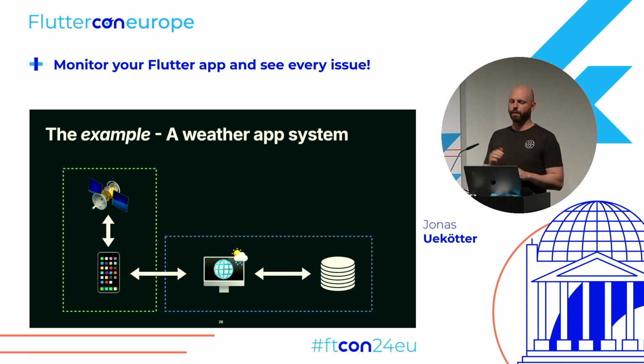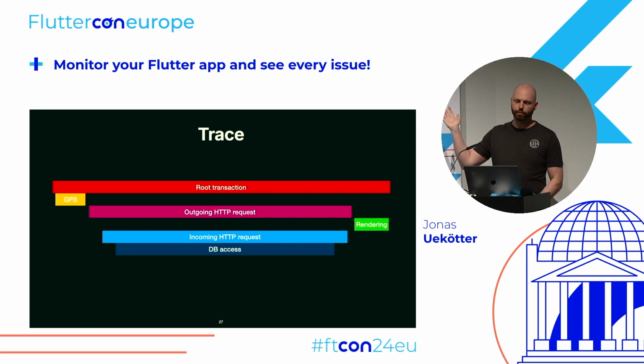So what do we do? We start looking at implementing distributed tracing, and when we've implemented it, it looks something like this. This is a trace, and you might see a certain resemblance to the Dart performance DevTools, which also show traces like this. Each of those rectangles is a span representing a certain operation. So, for example, the yellow rectangle represents how long it takes to get a GPS location.